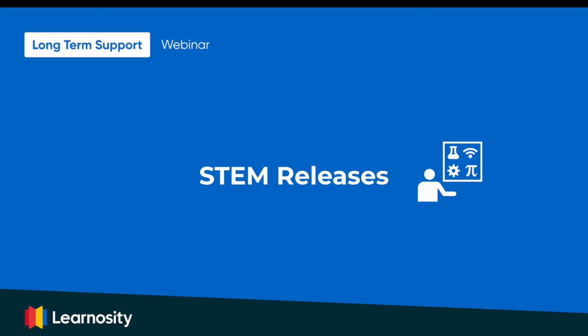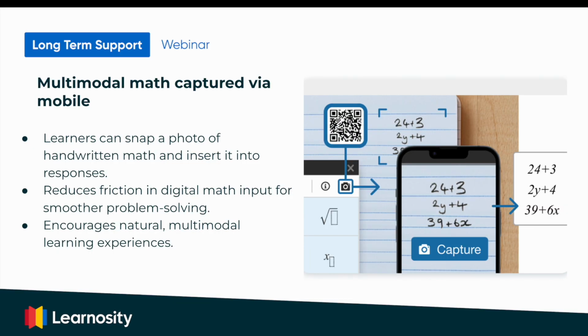Thank you, Monet. Next up in our STEM releases. Learners can snap a photo of handwritten math with their mobile device and insert it directly into the response box, reducing friction and keeping the focus on problem solving.